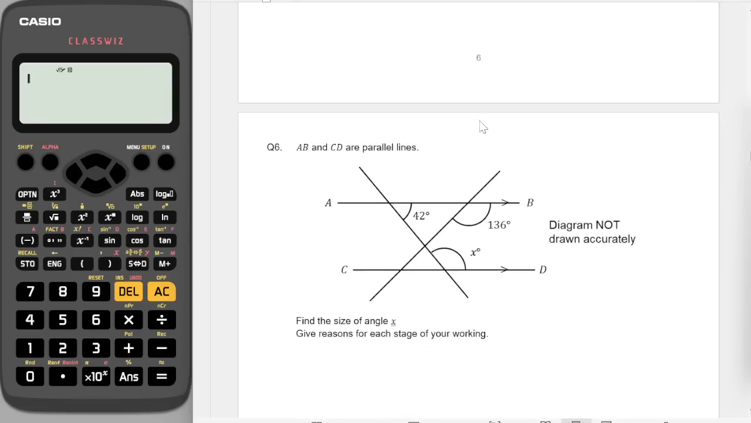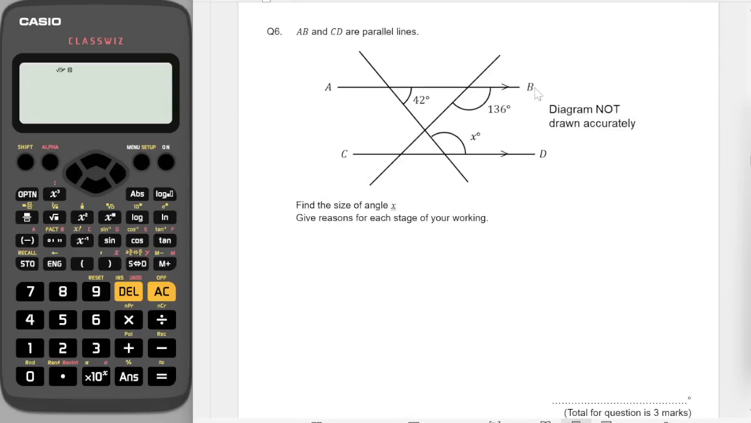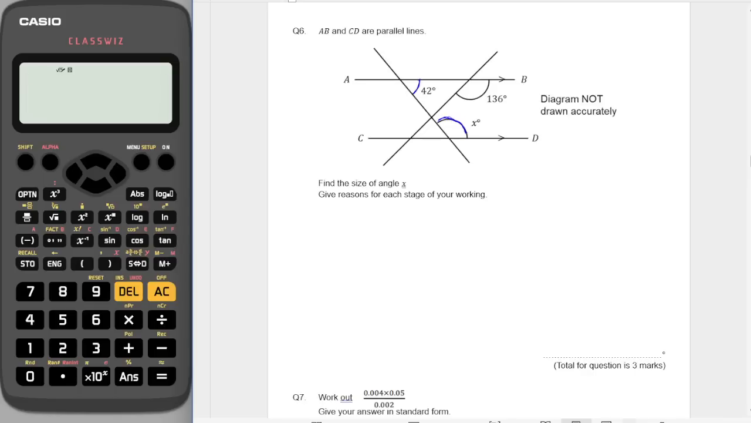Okay, and question 6. So we've got parallel lines. Find the size of angle X, giving reasons for each stage of your working. Okay, so let's look. We've got parallel lines, so this angle and this angle would be supplementary or co-interior angles. So they'd add up to 180. So I'm going to use that. I'm going to say 180 minus 42 is equal to 138. So that's my working, and then my reason.